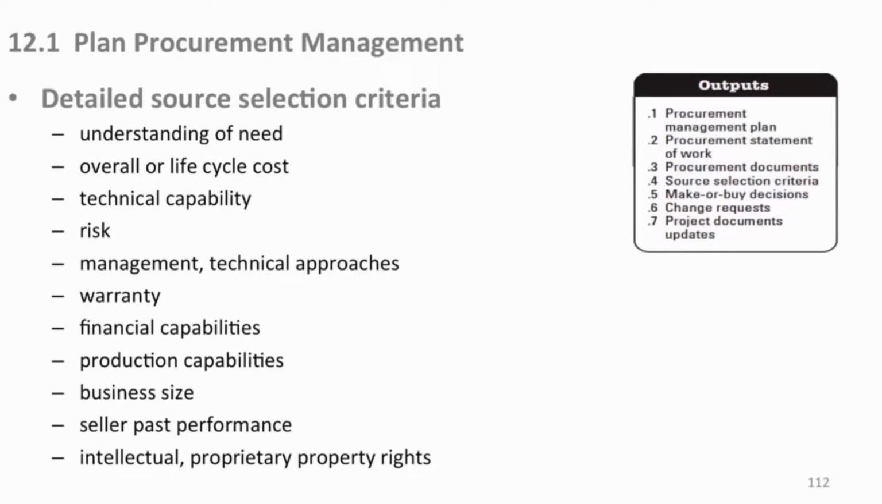Production capabilities, of course, manual or robotic, if that's the kind of thing you're buying. Business size: mom and pop, 5,000-employee General Motors, or even bigger than that. Whatever it is, their past performance, of course, and intellectual rights. So these, plus whatever else you need to evaluate to intelligently pick one bidder over the other, are the things you need to do.